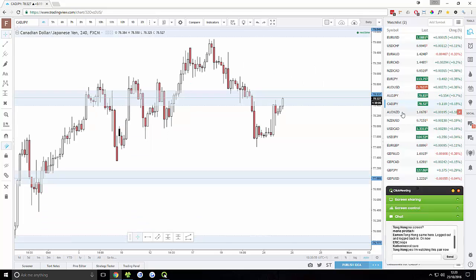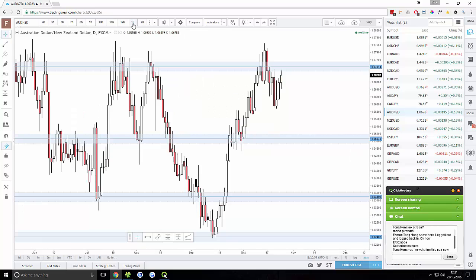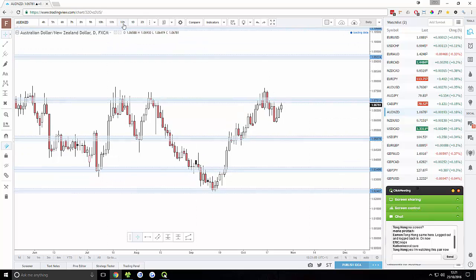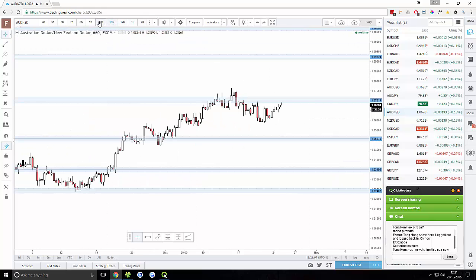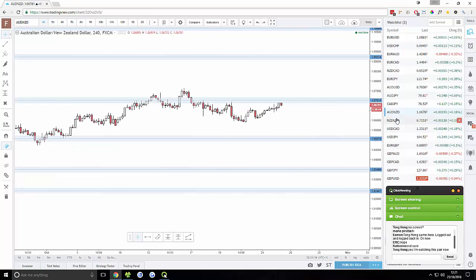Yeah, so nothing on the AUD JPY and CAD JPY. AUD New Zealand. There's not enough of a preceding trend here to take a reversal.